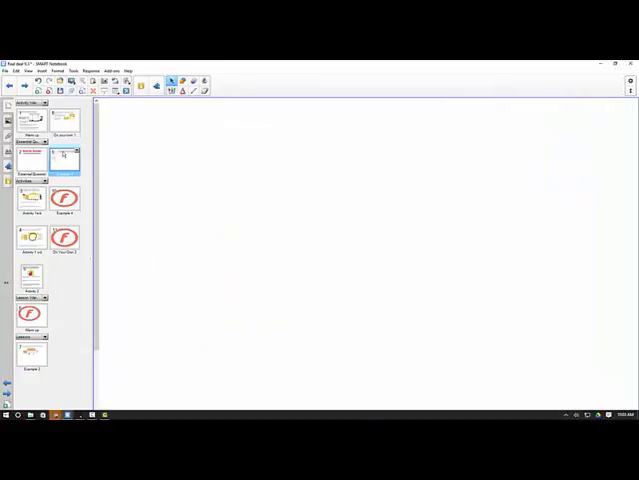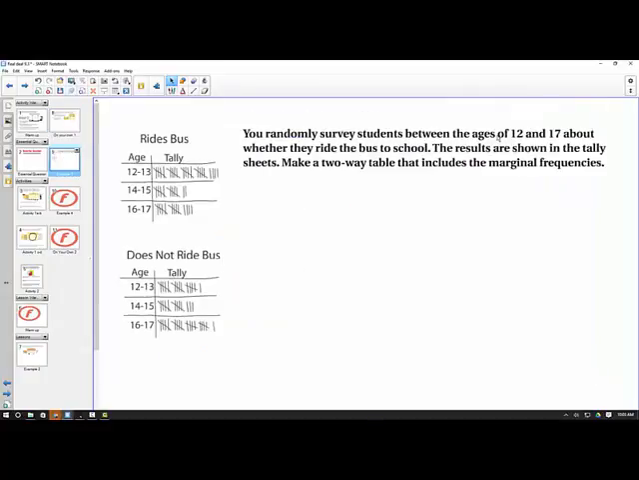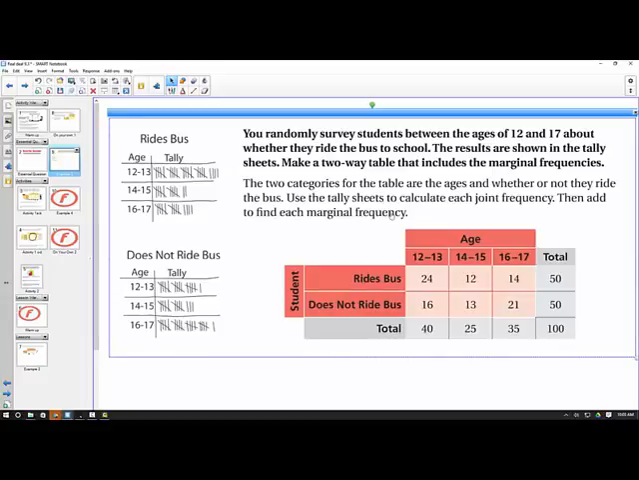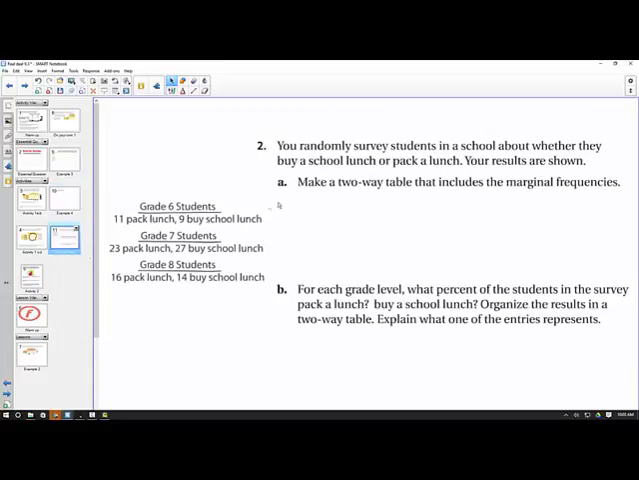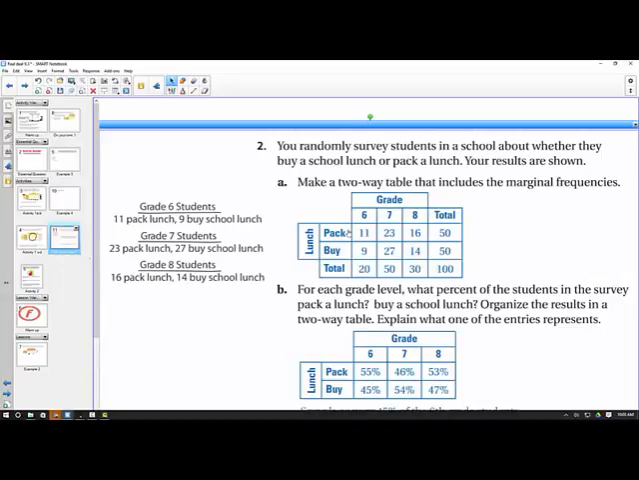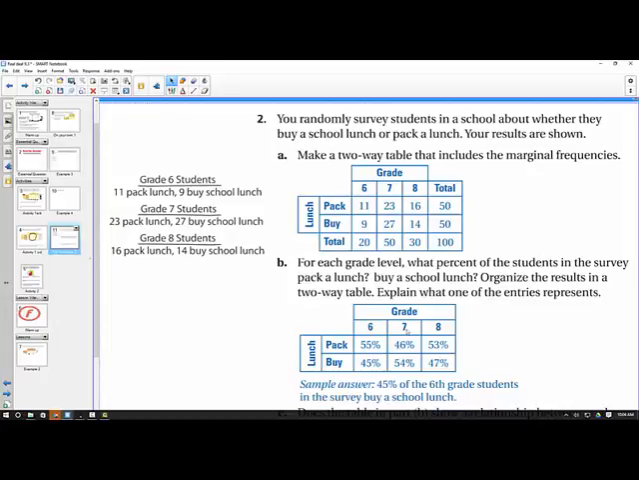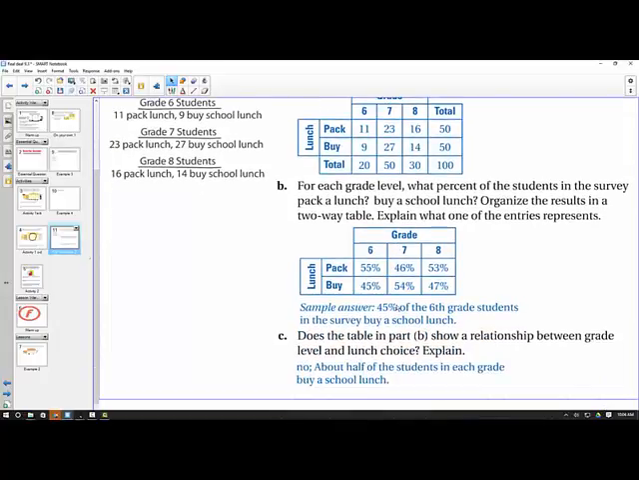So there's lots of things you could figure out. So here's the survey. This is just a random survey, and it's made here. They want to make a two-way table. So here's what I have here based on that. And then finally, here's the last one. Make a two-way table based on this information. So again, I have my lunch, I have the pack or the buy, and I have my different grade levels of kids across the top. And then you can figure different things out based on that.